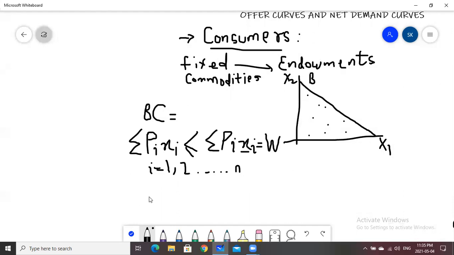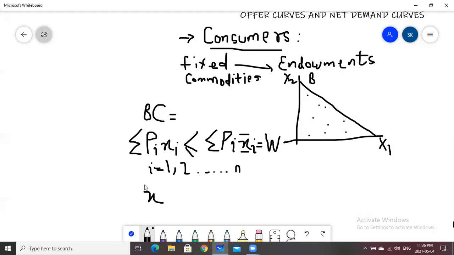So x bar, what is x bar? I have forgotten the bar over here, so let me repeat it. The budget constraint is summation pi xi, the price of the i-th good times the quantity of the i-th good, less than or equal to summation pi xi bar. What is pi? The price of the i-th good. And xi bar is the initial endowment that the consumer has. This whole should be equal to w.